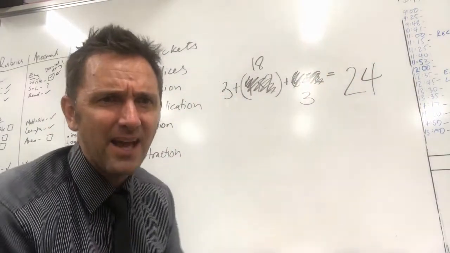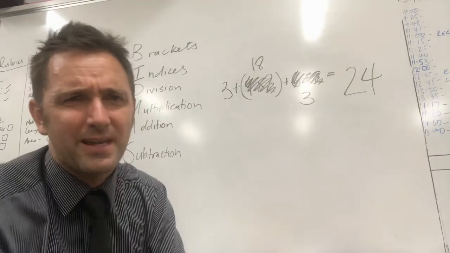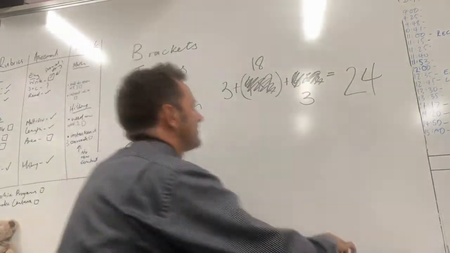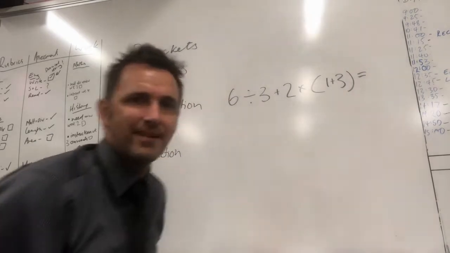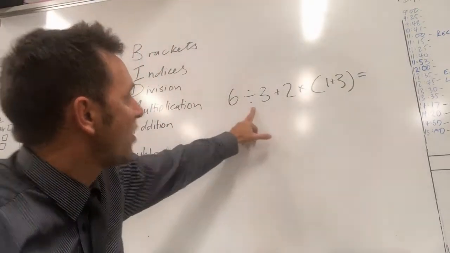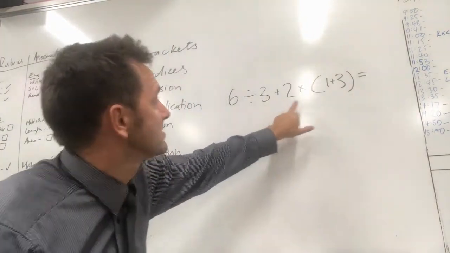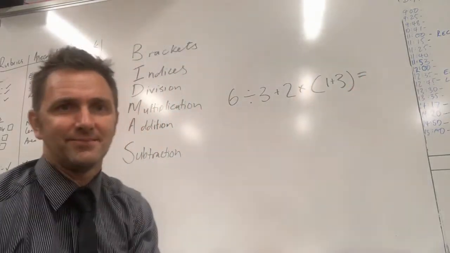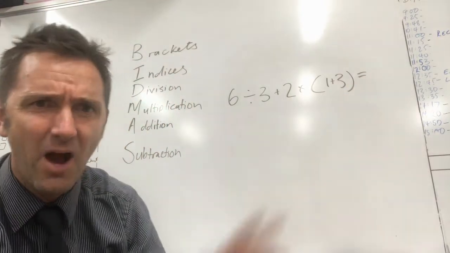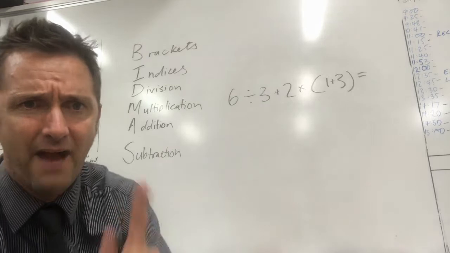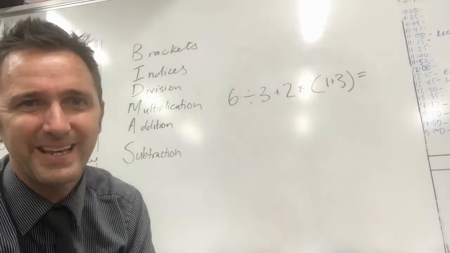Do you feel like another go? Let's have another quick go. Come on, let's have another go. Here's a good one. 6 divided by 3 plus 2 times 1 plus 3. Right, there's brackets there. There's my hint. Okay, go on, have a go. Use BIDMAS. You have to use BIDMAS. Pause me.